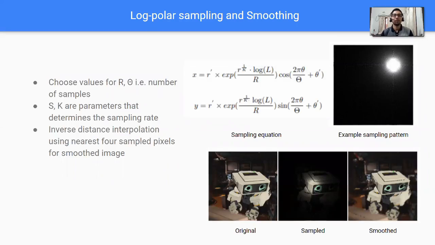For each selected view, we perform log polar sampling and smoothing, which has a foveated rendering like effect. The sampling density is high near the foveal region and it quickly falls off near the periphery. We can control the sampling densities as well as the offsets by changing certain parameters.